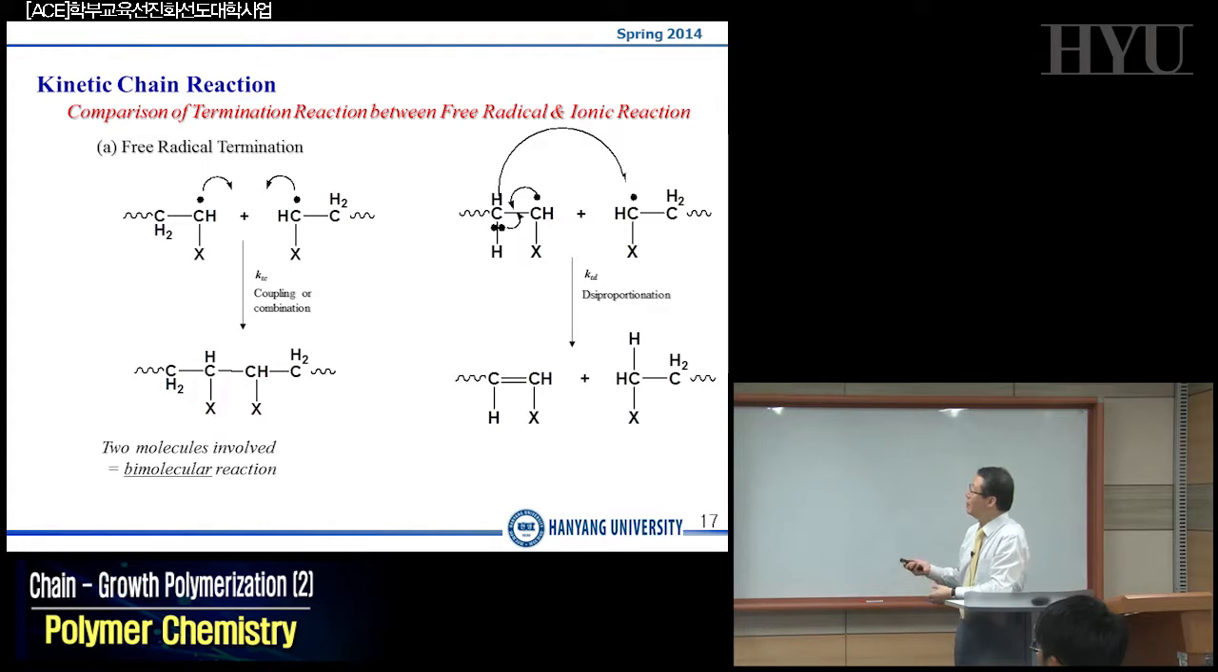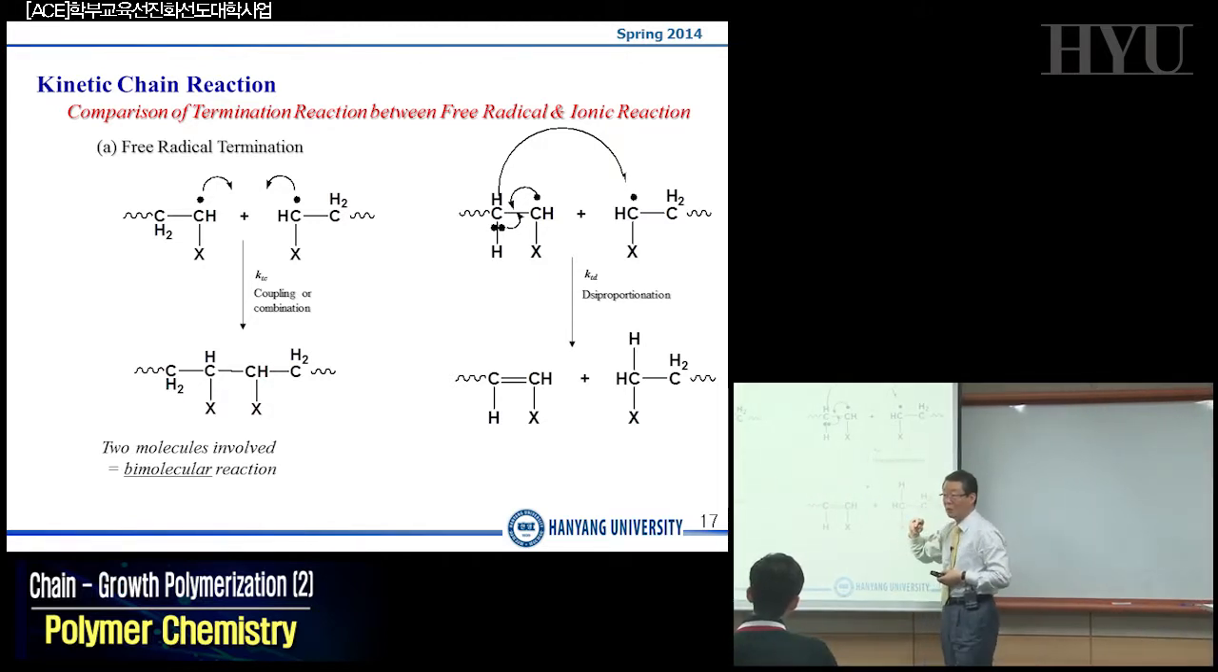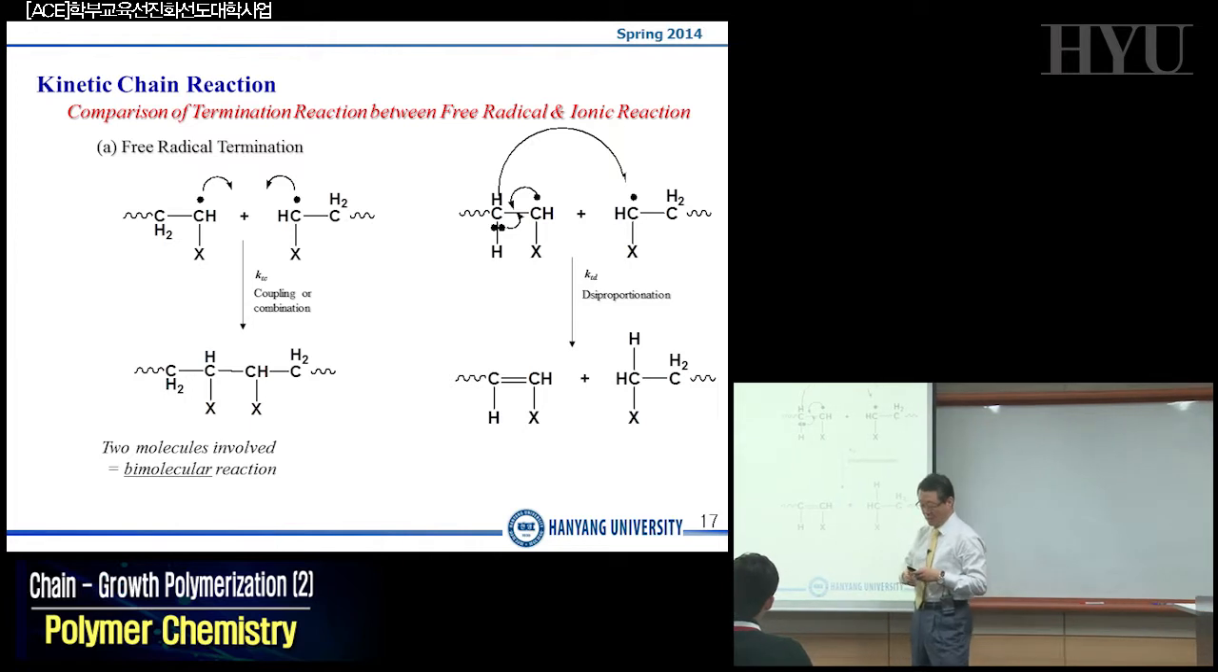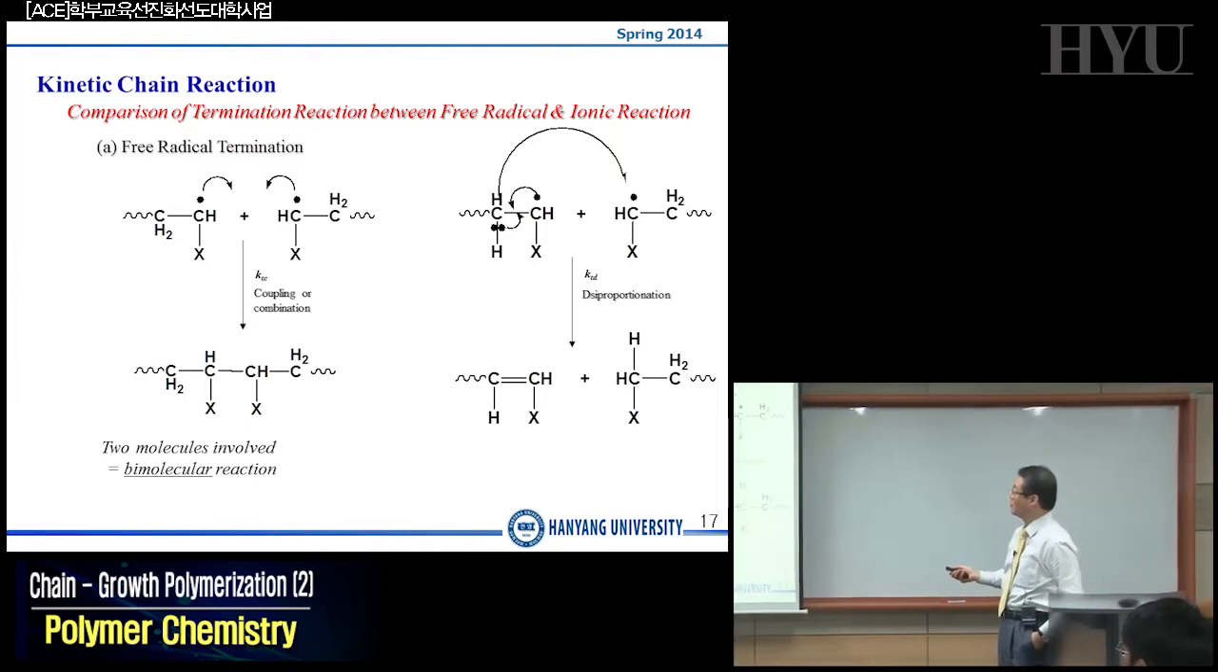Now, what I'm saying about the bimolecular reaction is that if I have free radical termination reactions, I think last time we talked about coupling or combination or disproportionation. Now this is the scheme showing the difference between combination and disproportionation.